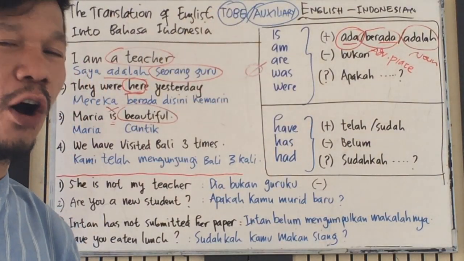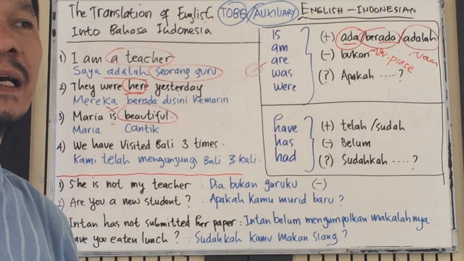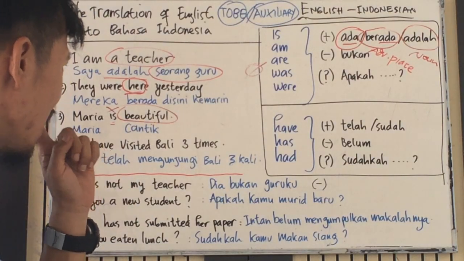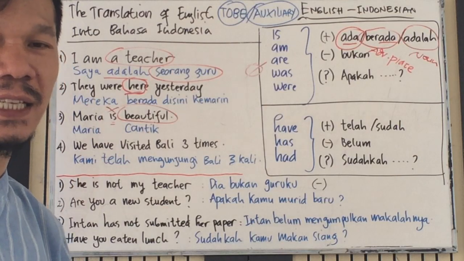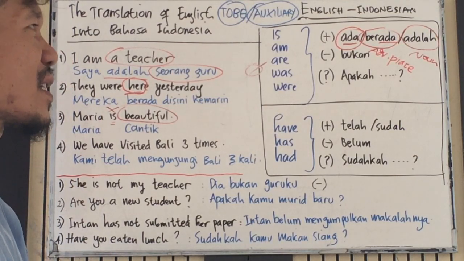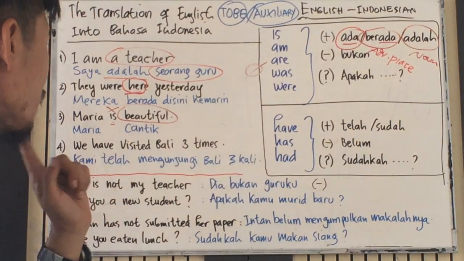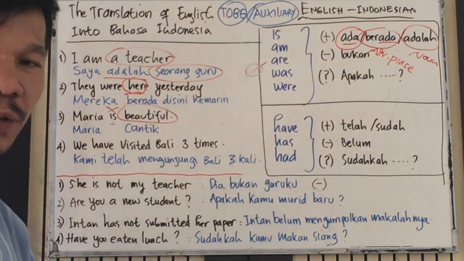Mereka pintar. They are smart. Saya pendek. I am short. So if we find an adjective after the to be, we don't translate the to be into Bahasa Indonesia.